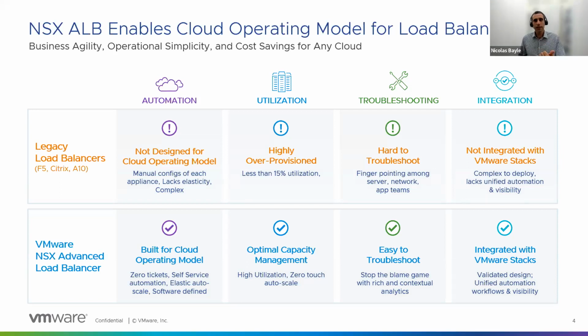It means more licenses to manage. It means more devices to troubleshoot. It means more APIs to automate. So just from an automation perspective, it is very complicated. What about the utilization? Are you guys using your legacy load balancer in a very efficient way?